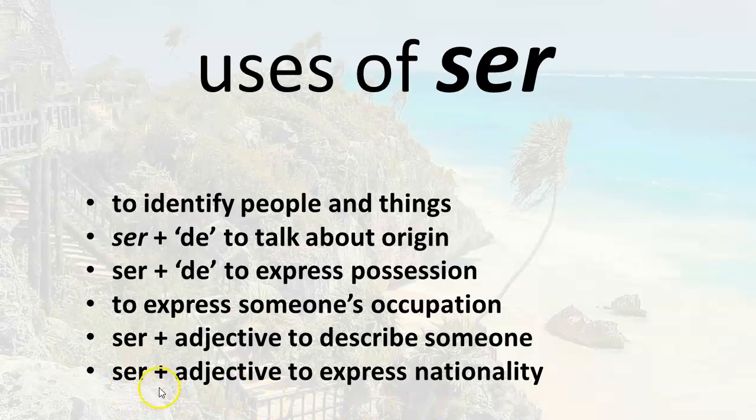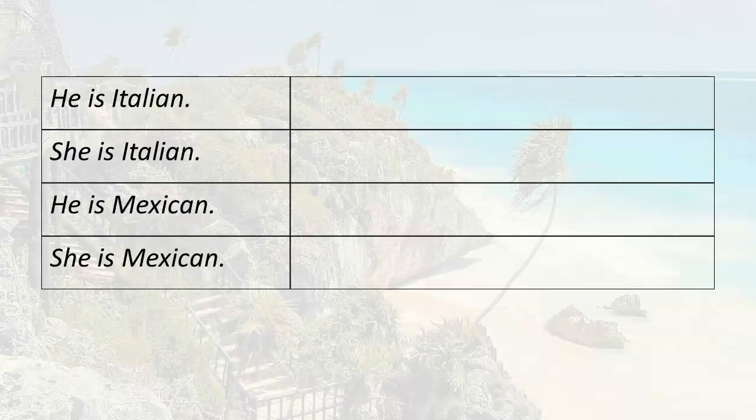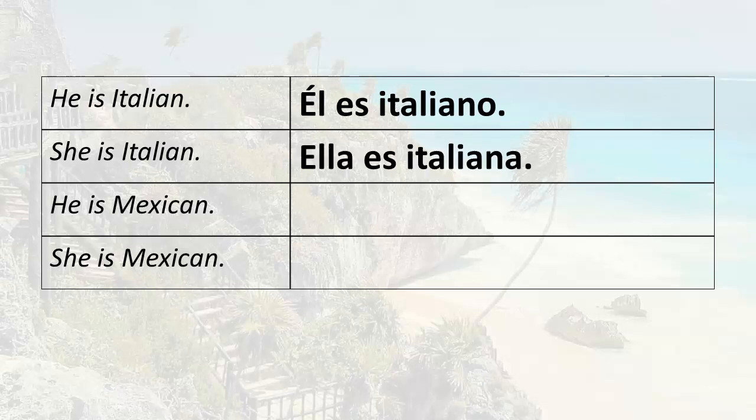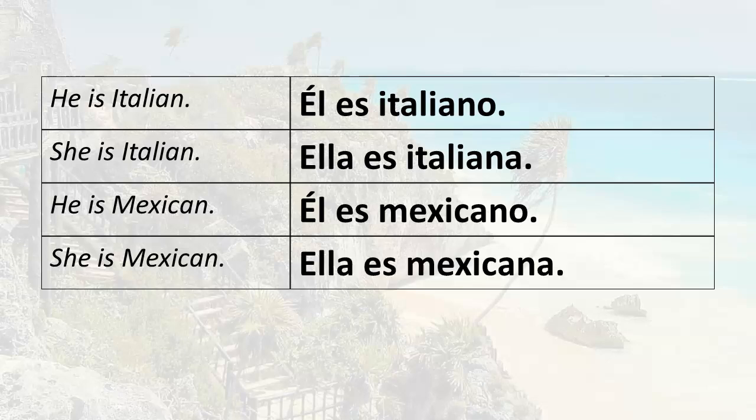So let's go ahead and take a look at using ser and an adjective to express nationality. It's very simple. All you have to do is use an adjective of nationality. For example, Italian is italiano or italiana. If I want to say he is Italian, él es italiano. She is Italian, ella es italiana. He is Mexican, él es mexicano. She is Mexican, ella es mexicana.